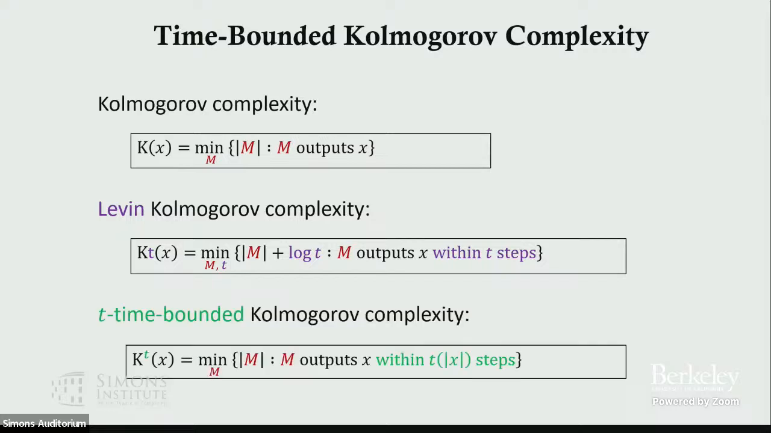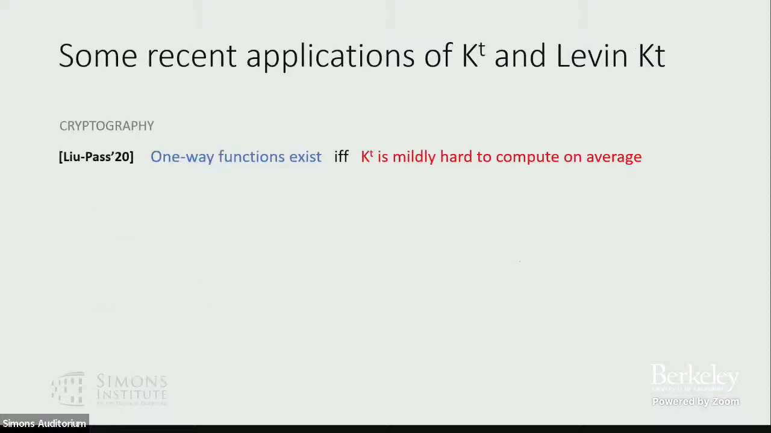And there's another notion of time-bounded Kolmogorov complexity, which is useful when, say, you want to talk only about polynomial time machines, and that is the K superscript t complexity for a fixed function t. Now here we don't need to add the log t, but we focus on machines that will run for at most t of the length of x steps. Okay, so there are these two notions, K subscript t and K superscript t.